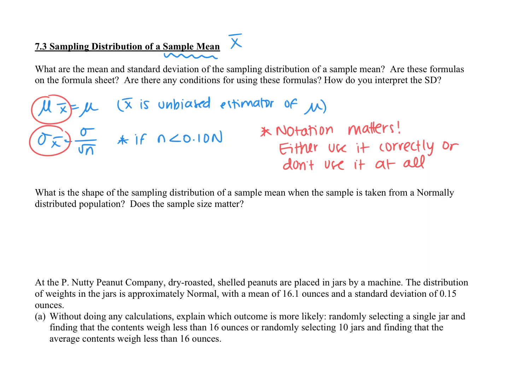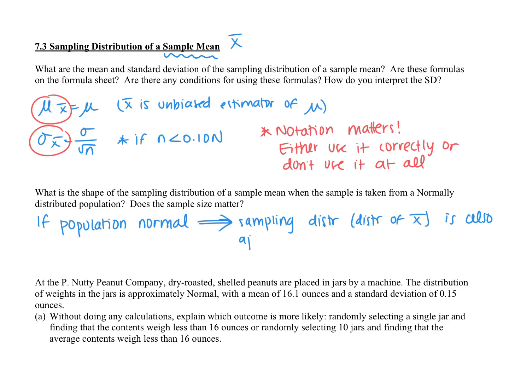Okay, what is the shape of the sampling distribution of sample mean when the sample is taken from a normally distributed population? This is what we saw with the basketball player heights. The heights were normal. The sampling distribution then was also normal. So if the population is normal, then the sampling distribution, or the distribution of X bar, is also approximately normal.